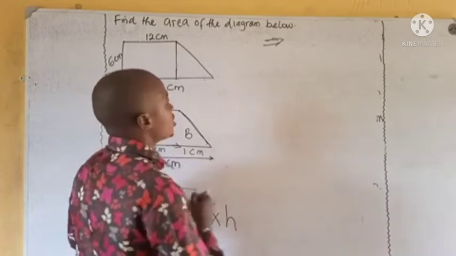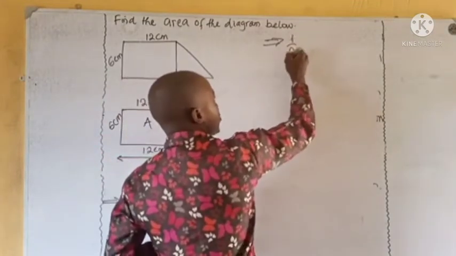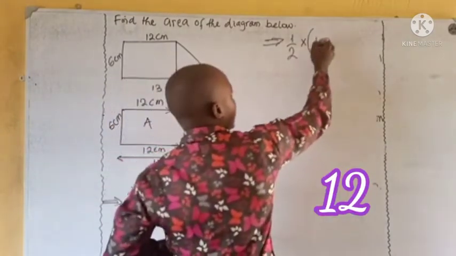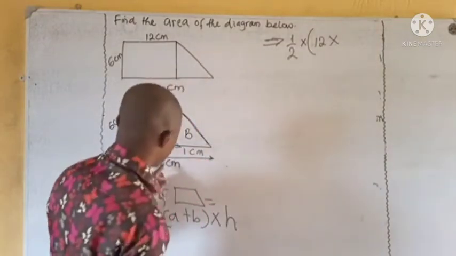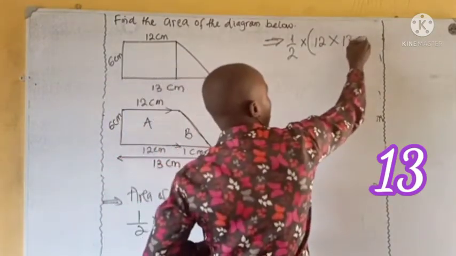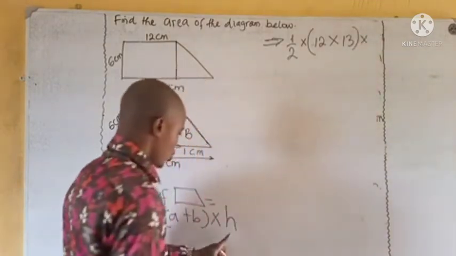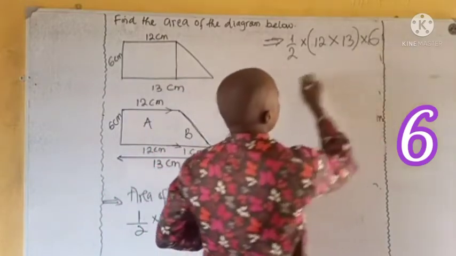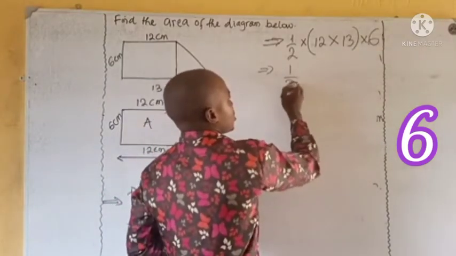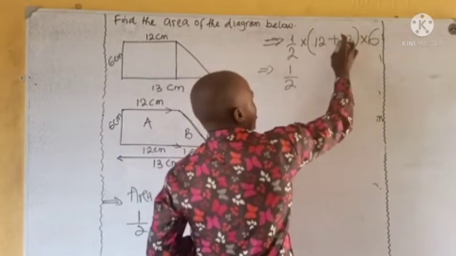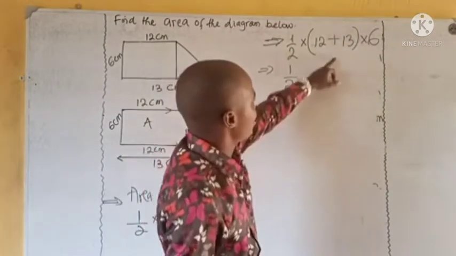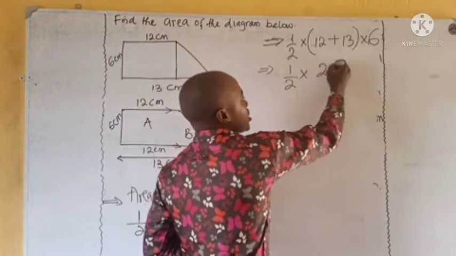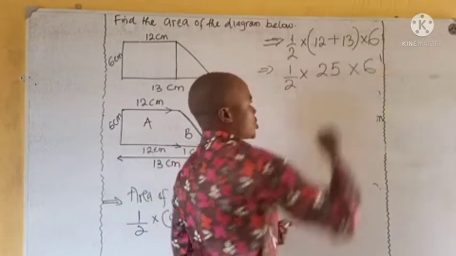6 centimeter. So now from there, I'm going to have 1/2 multiplied by, what is my A? A is 12 times, what is B? B is 13. Then multiplied by H, which is height, is equal to 6. So now from there, this is going to be plus. Do not make that mistake. This is going to be plus. 12 plus 13, you are going to have 25 times 6.